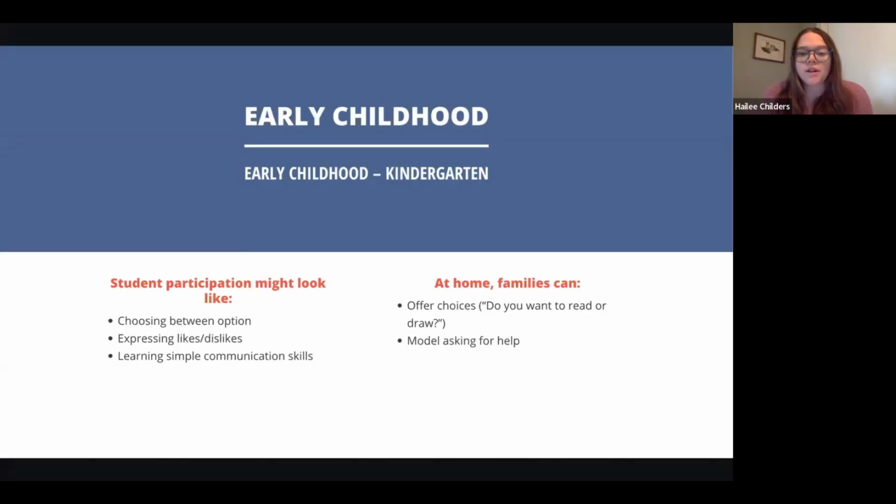Early childhood through kindergarten. What could a student possibly be doing in their IEP so young? Well, it can look like choosing between options. Do you want to learn to count to five? Do you want to learn your colors? Or it could look like just expressing likes and dislikes. What's your favorite toy to play with? Who's your favorite friend to play with outside?